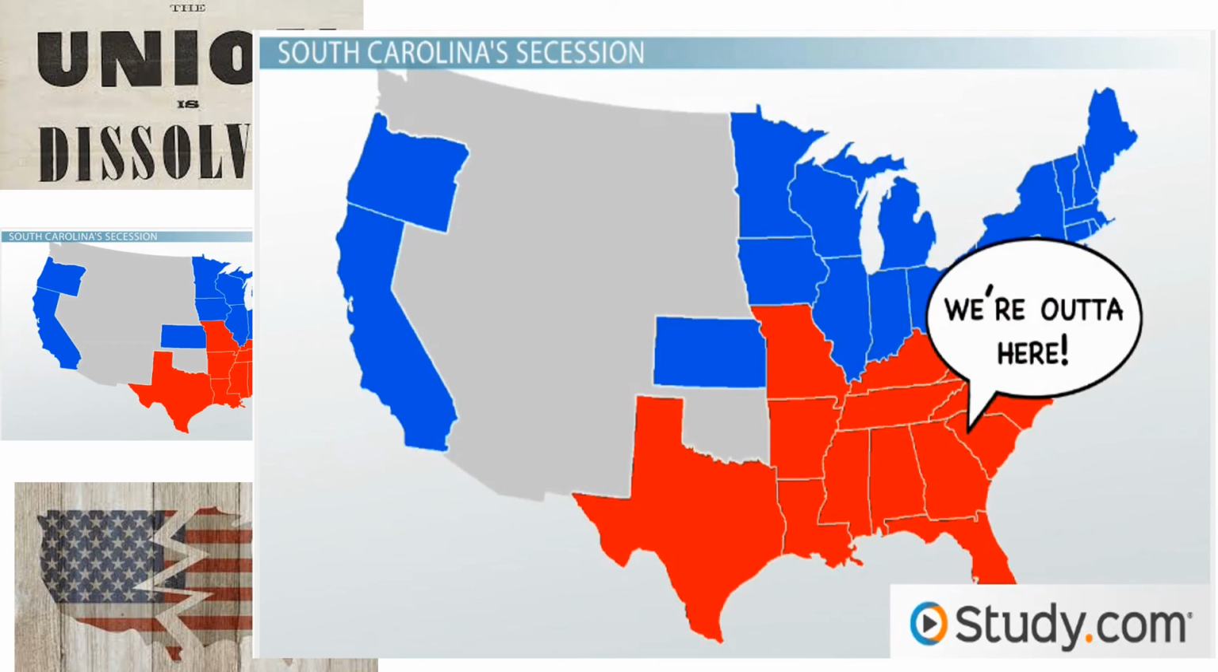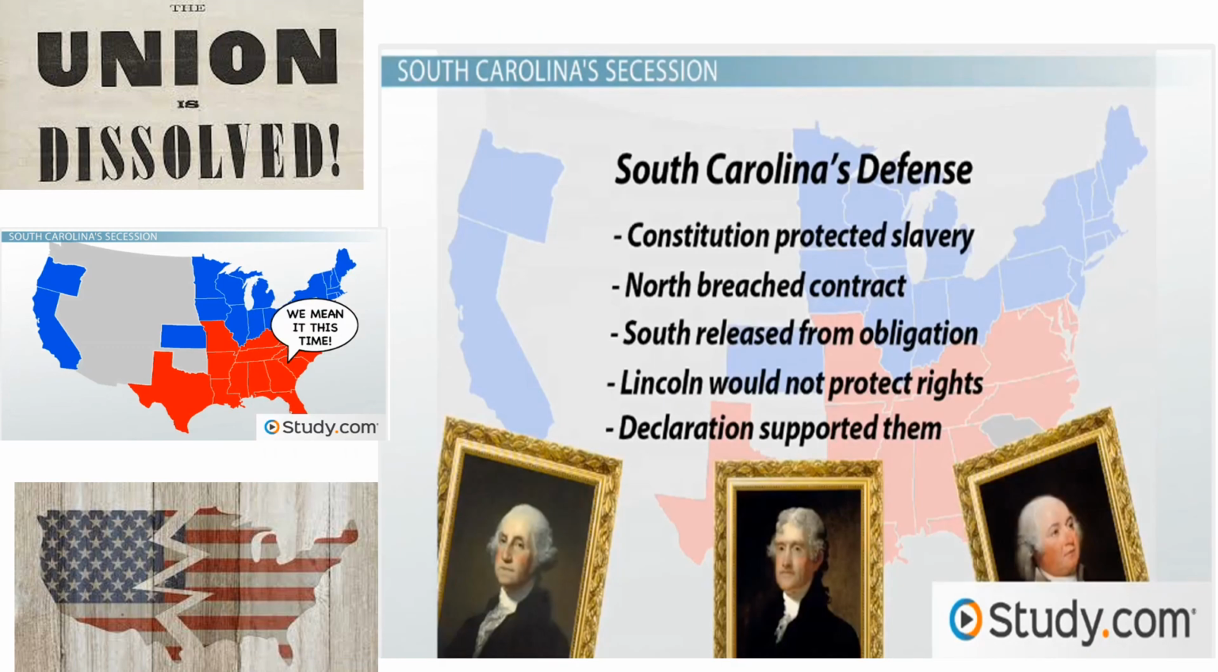Now, this is not the first time that South Carolina had threatened to leave. They had tried a couple times before this. They had always threatened that if they didn't get their way, they would leave. But they officially did in 1860, and they based it on the idea that the Constitution was protecting slavery, that slavery was an important part of the South's economy, and because the North breached their contract, saying that they were going to stop trying to end slavery, that the South no longer had to stay in the USA, and that Lincoln would not protect their rights to their property, meaning their slaves, and that they were allowed to leave. So in 1860, South Carolina leaves.